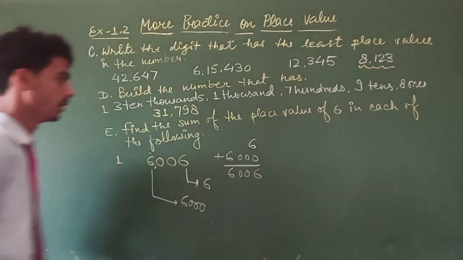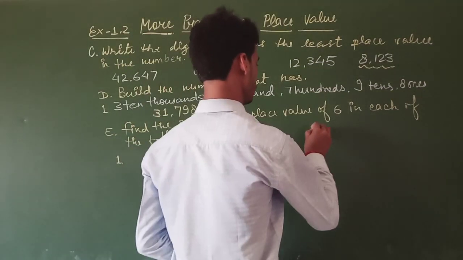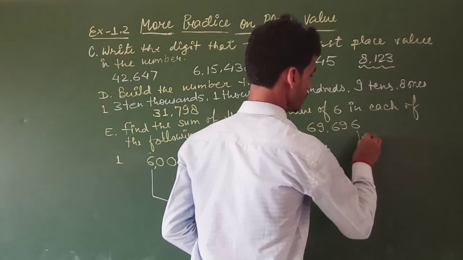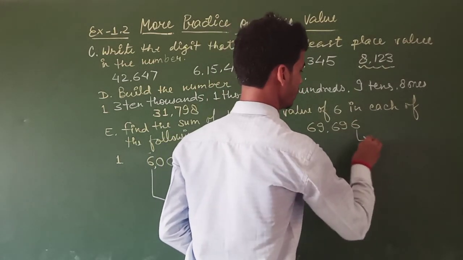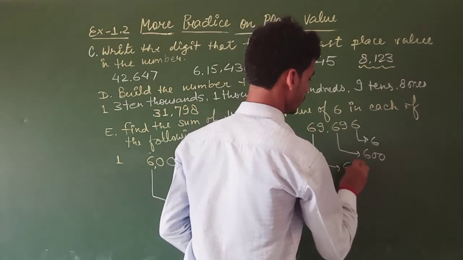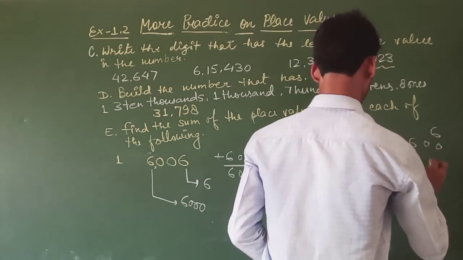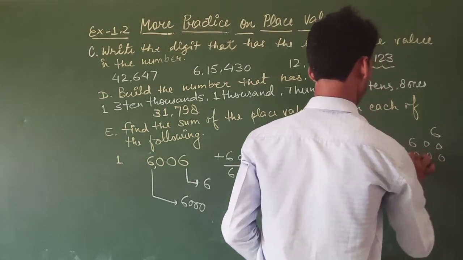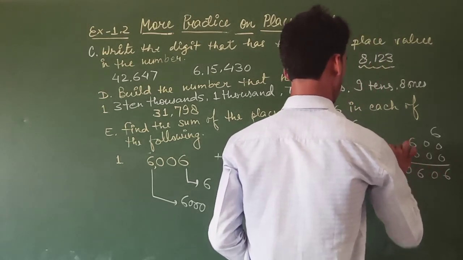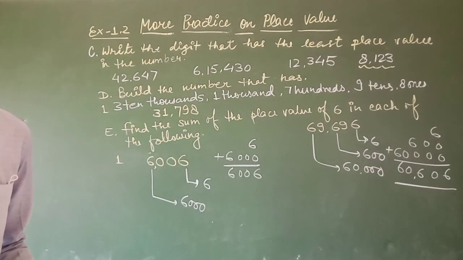Okay. Now the next one is 69,696. Here are three 6s. So the place value of this will be 6, and that is on hundreds place, 600, and that is on ten-thousands place. So 6 plus 600 plus 60,000 is 60,606.